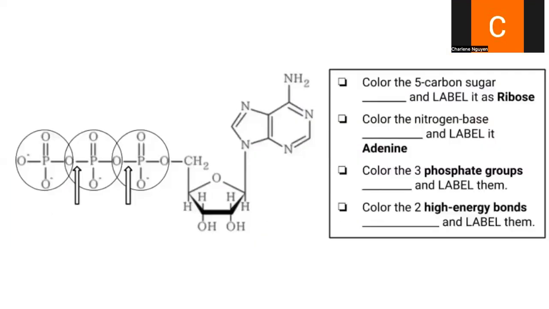All right, so if you could take out four different colors, we're going to do a little bit of coloring. On my end, it's going to just be the same color because I don't know how to change it. So we're just going to color on my end as one color, but for you, I want you to do four different colors. The first thing you're going to do is color your five carbon sugar, the one in the middle here. Label it as ribose and then go ahead and color it.